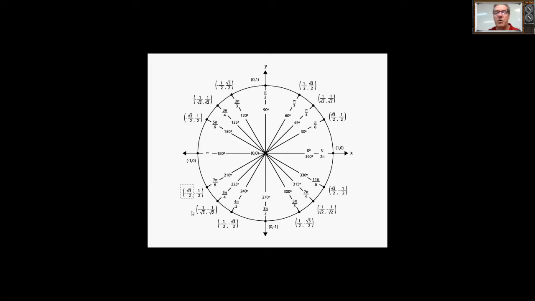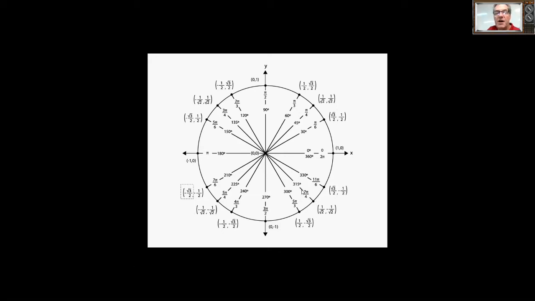Okay, let's do another one. I want you to do the sine of 7 pi over 4 radians, okay? So what is the value of sine 7 pi over 4 radians? Pause the video, see if you can figure that out. Okay, let's see how you did.